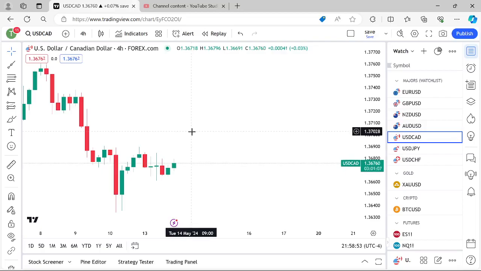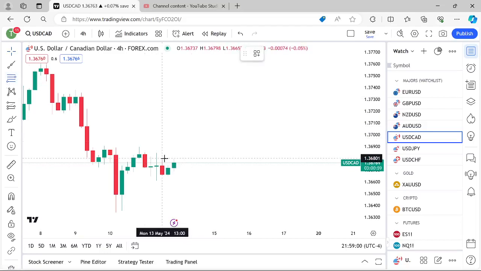So let's get into it. We're going to talk about this little setup on USD CAD here. The very first thing that we're going to talk about is that this is bearish market structure, okay?